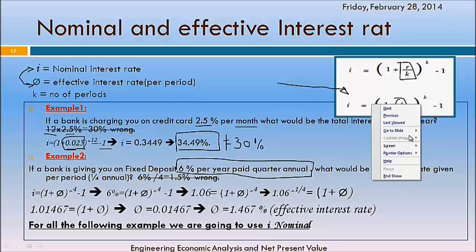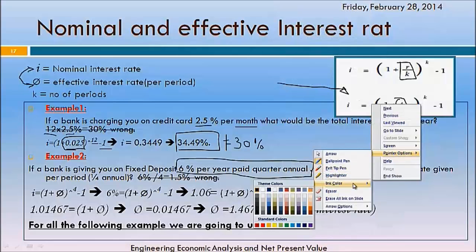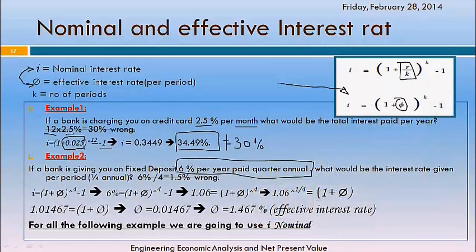This is again wrong. Just let me change the color of the pointer. Okay, fine. Why? Always we have to substitute in the equation. So 6% is the nominal interest rate, because they are going to pay you 6%, but those 6% are divided into 4 quarters. So 6% equals 1 plus alpha to the power 4, because each 3 months one payment, so per year 4 payments, minus 1.